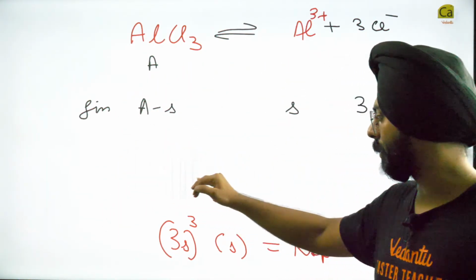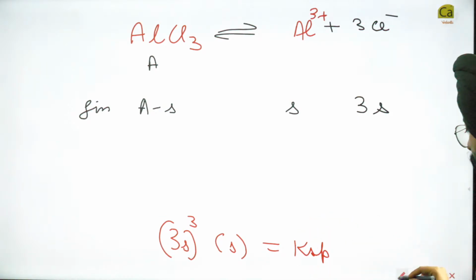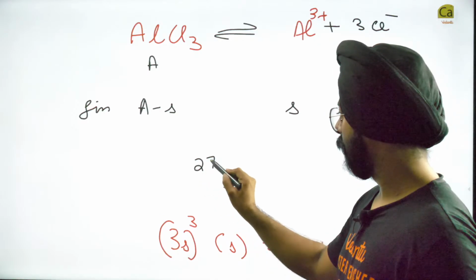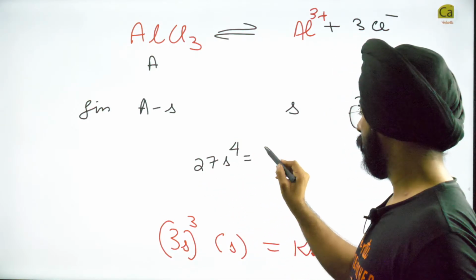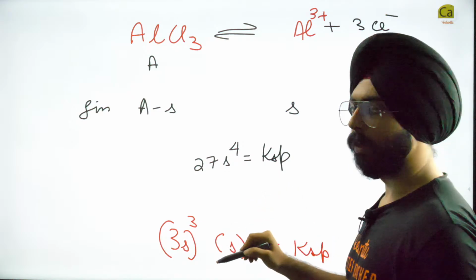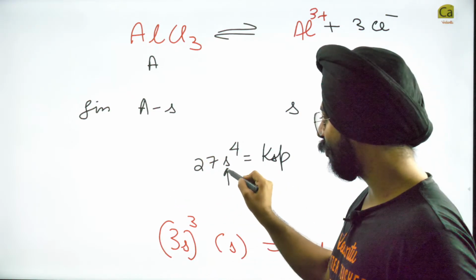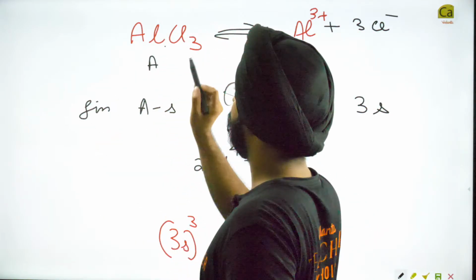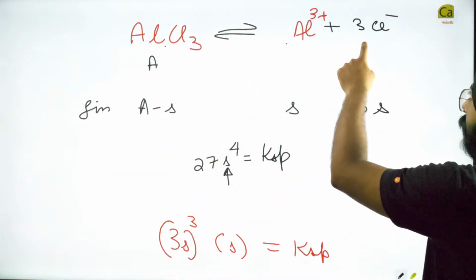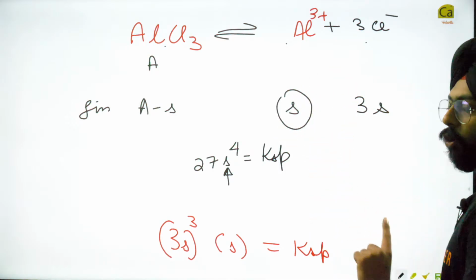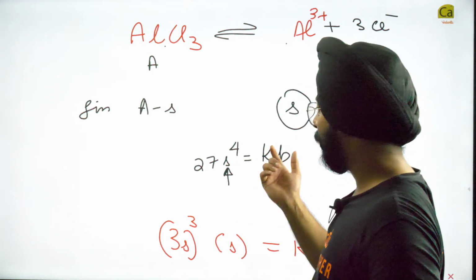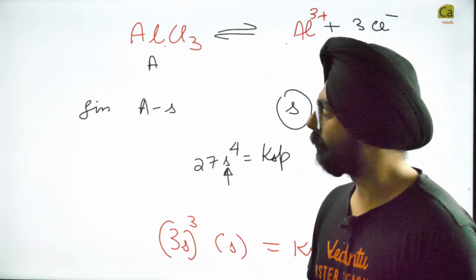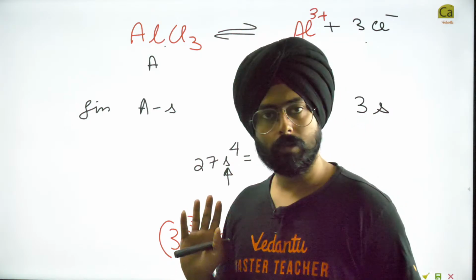I am taking it out from here. So from here, I can say that 27 S raised to the power 4 is equal to Ksp. So over here, the formula of solubility is different. Depending on the stoichiometry of the reaction, the solubility's relation with Ksp changes. Just keep this in mind. That's all you have to worry about.